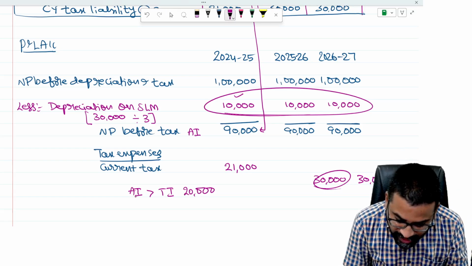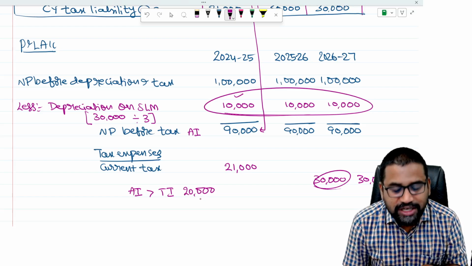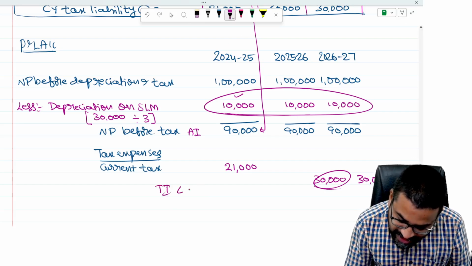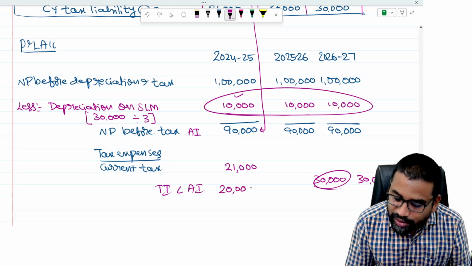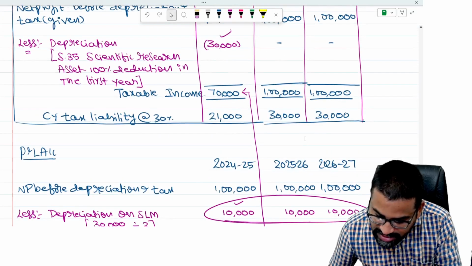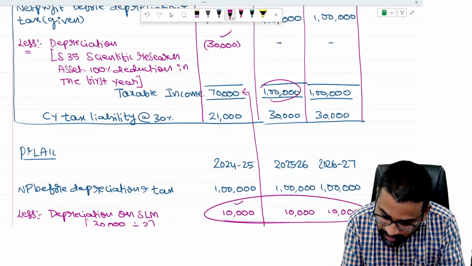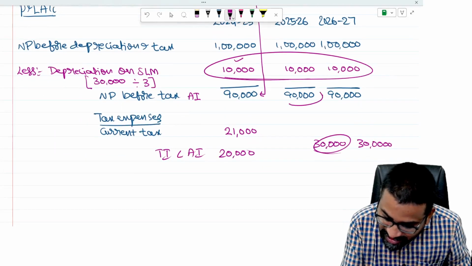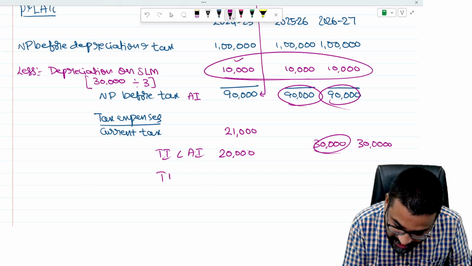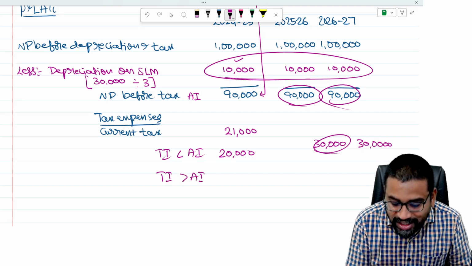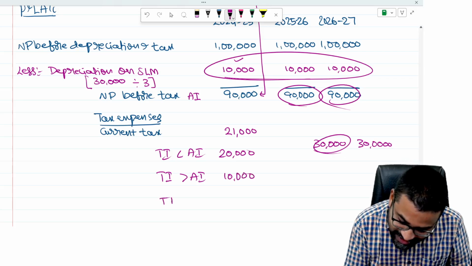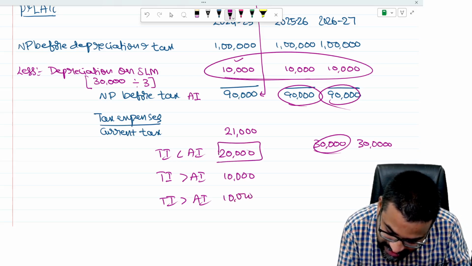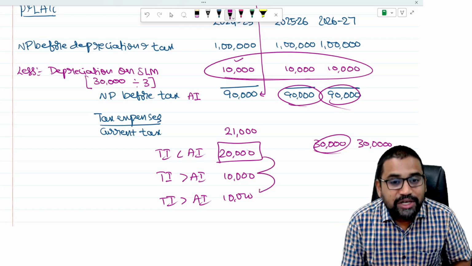How, sir? See, today your accounting income is greater than taxable income by 20,000. Or you can say it in reverse if you understand it very easily. See, your taxable income is less than accounting income in the first year by 20,000. But look at the second year. Second year, what is your taxable income? 1 lakh. Third year, 1 lakh. But what about accounting income? 90. So in the second year, you see, your taxable income is greater than accounting income by how much? 10,000. Third year, taxable income is greater than accounting income by 10,000. So that means in the first year your taxable income is less than accounting income by 20, but that reverses in the coming 2 years.